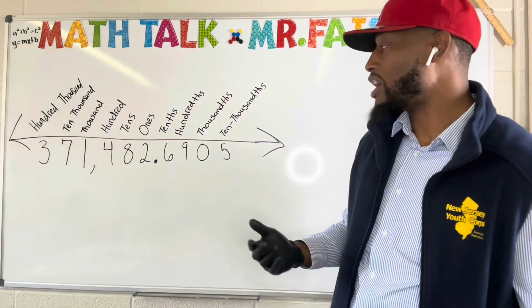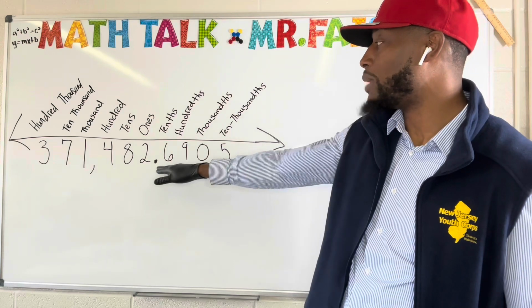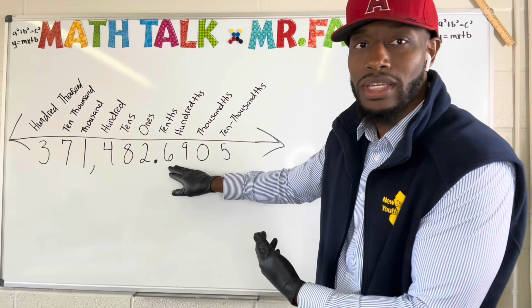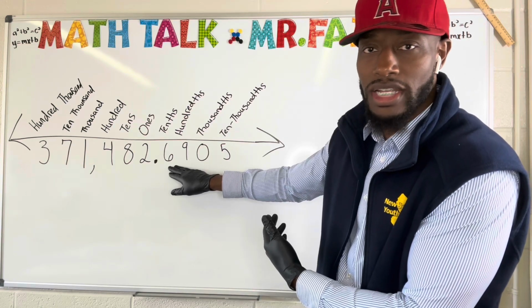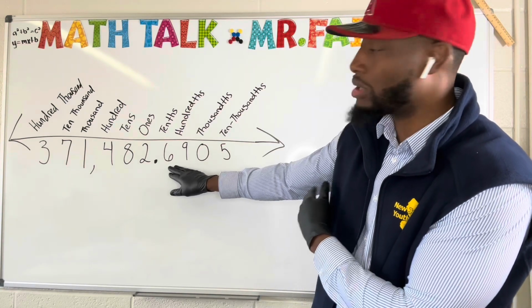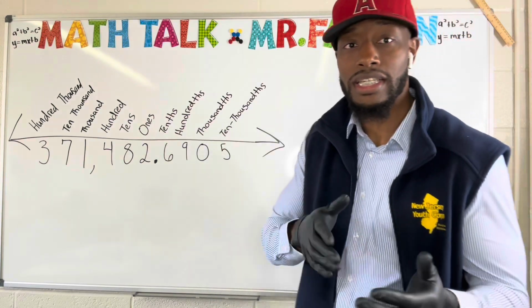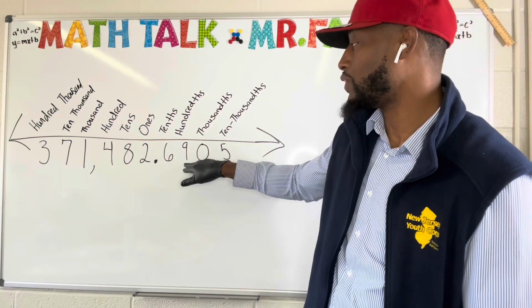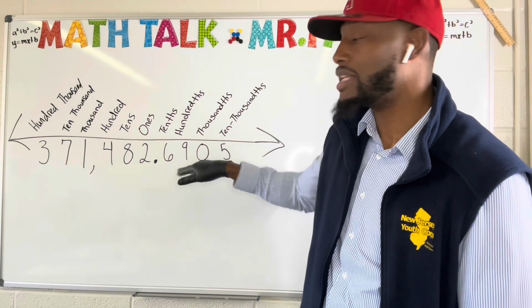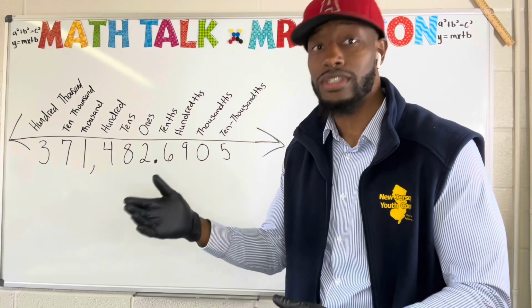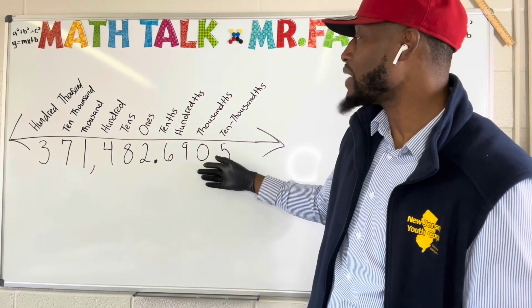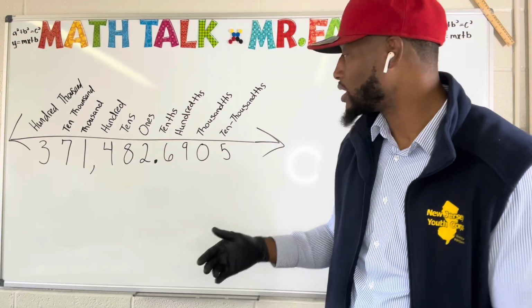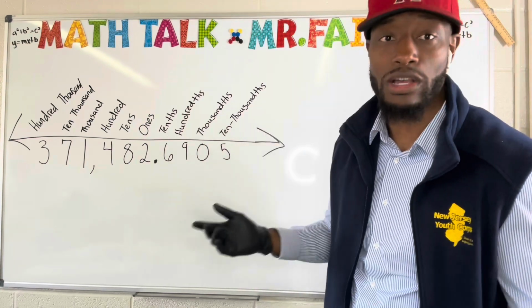Now we go behind the decimal. That first number behind the decimal isn't going to be in the ones place just because it's our first number. It's going to be in the tenths, TH at the end, tenths. Then the 9 is in the hundredths, with a TH. Then we have our 0, which is in the thousandths, with a TH. And then we have the 5, which falls in the 10,000ths place.